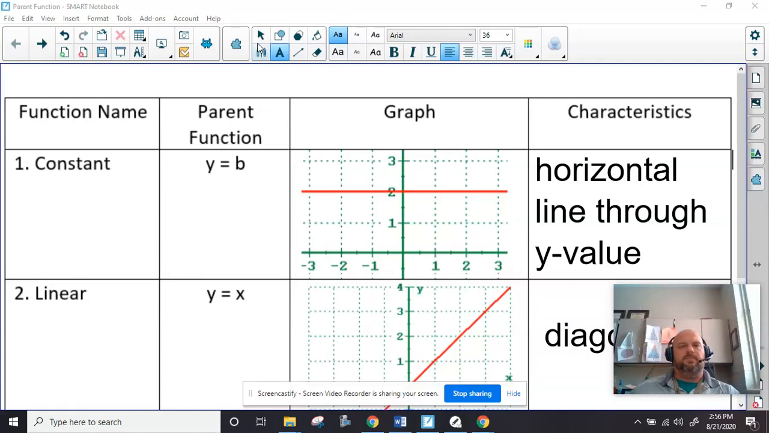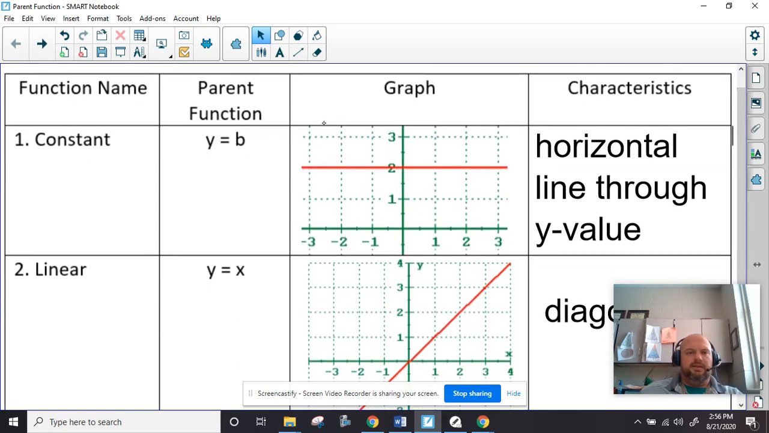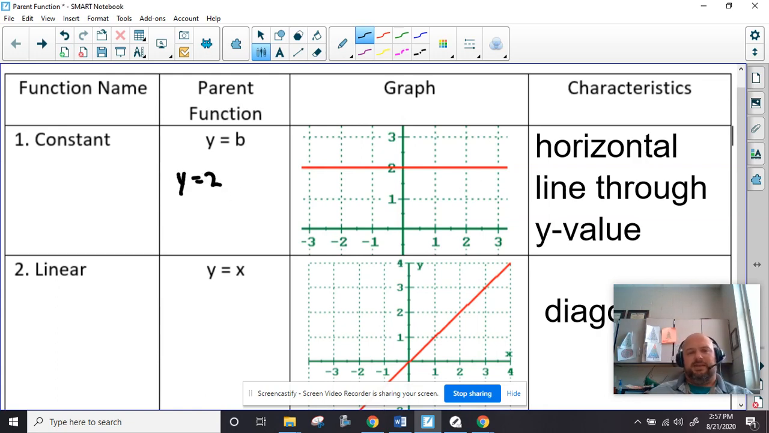All right, here's kind of the second part or first part or whatever of this linear and nonlinear lesson for the day. We have these parent functions right here, and we have a function name. If it's a constant, it's going to look like this, and it has a graph. It's a horizontal line that goes through that y value. Like this one is y equals 2. Okay, that's a constant.